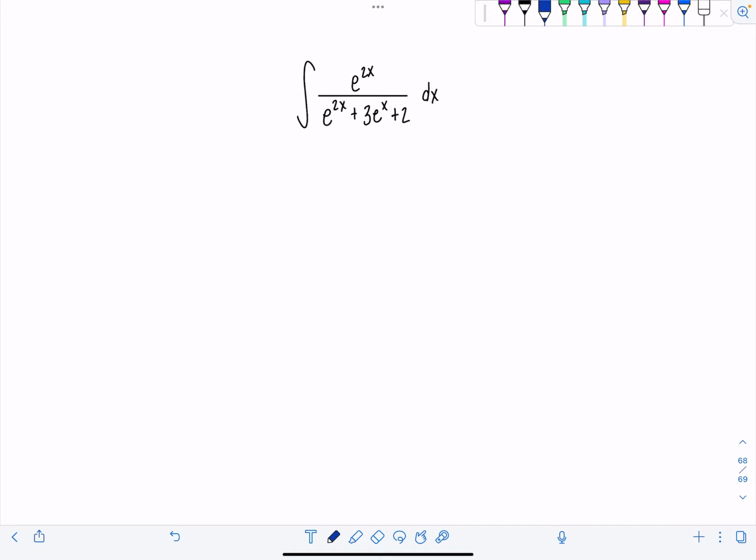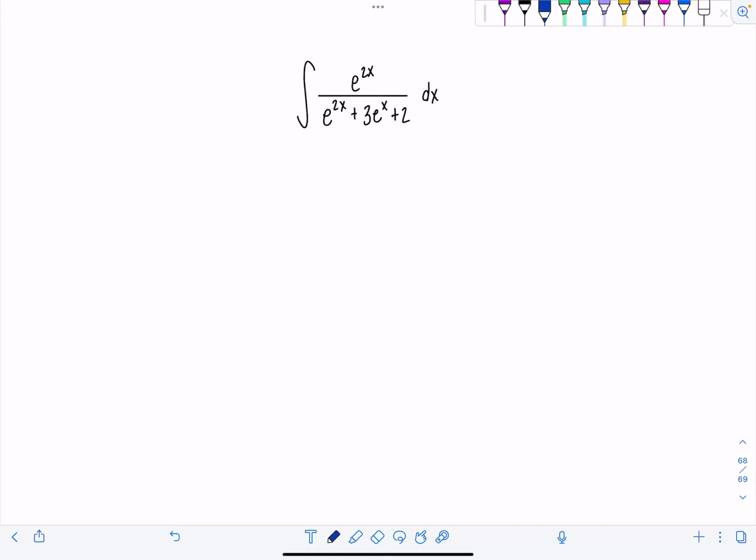Here's your integral of the day. We have the integral of e to the 2x over e to the 2x plus 3e to the x plus 2 dx. So go ahead, pause the video if you like. I'll give you a little hint. You need to use two integration techniques to complete this problem.